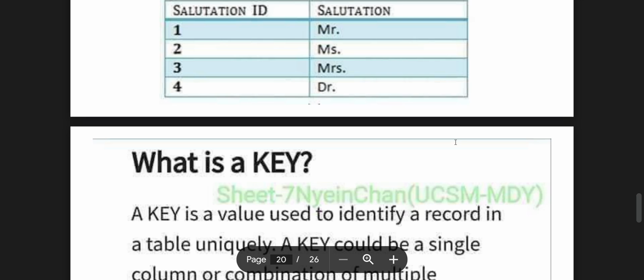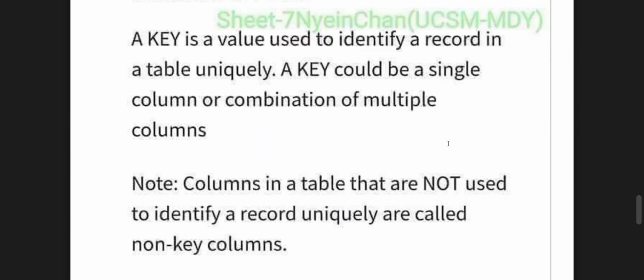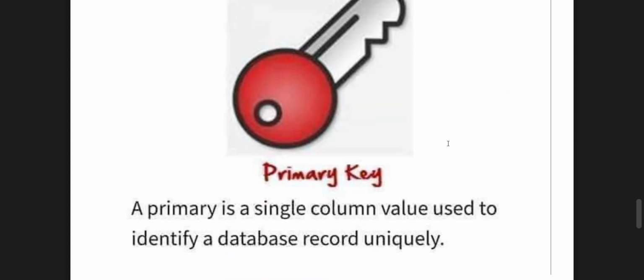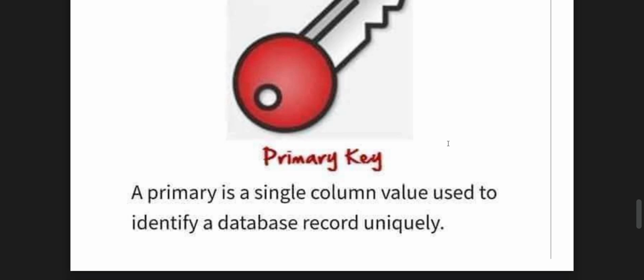A key value is used to identify a record in a table uniquely. A key could be a single column or a combination of multiple columns. Columns in the table that are not used to identify the record uniquely are called non-key columns. Primary key: a primary key is a single column value that is used to identify a database record uniquely.